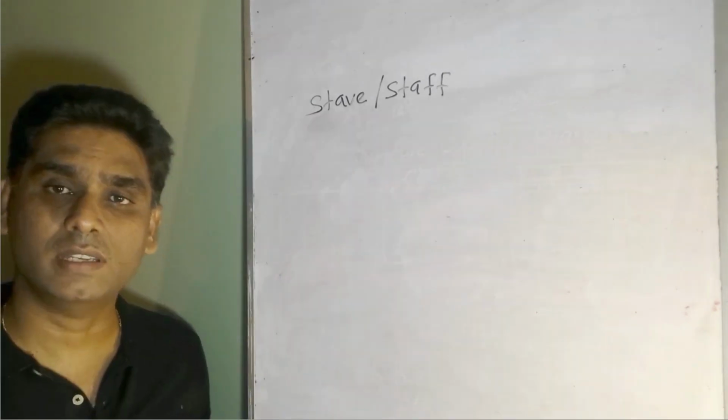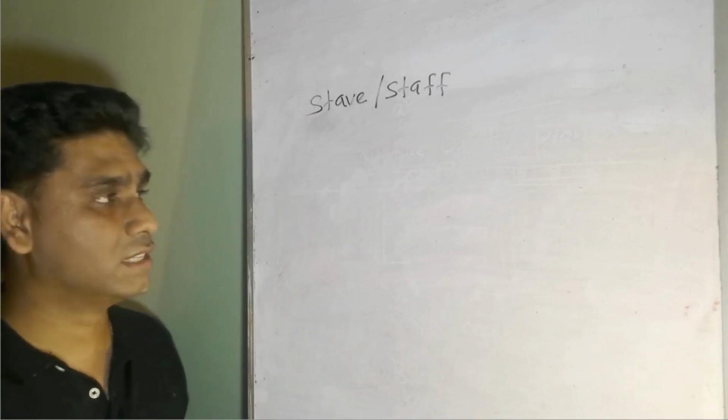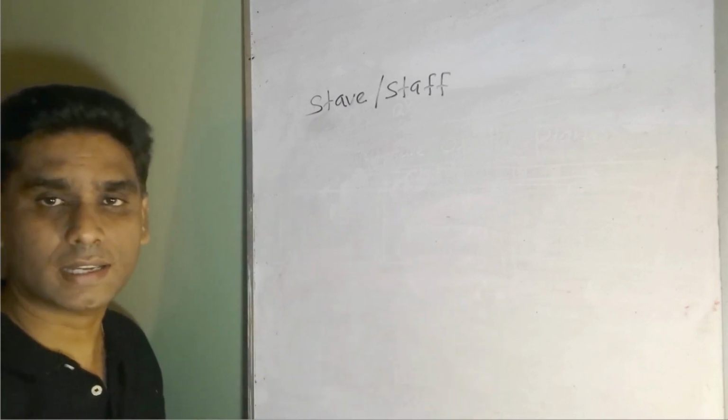So what is this stave? The stave is 5 horizontal lines. This is a set of 5 horizontal lines. I will draw it.